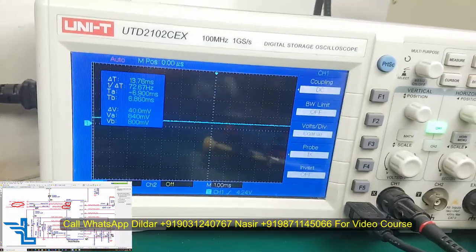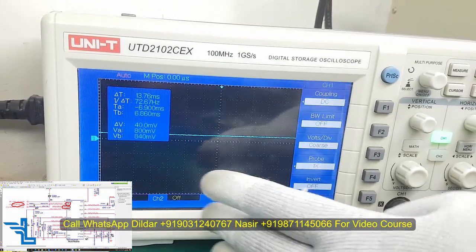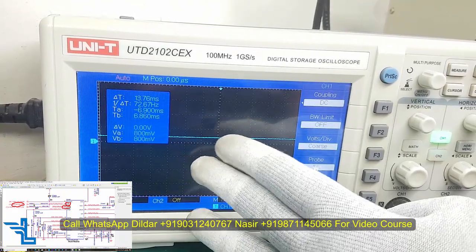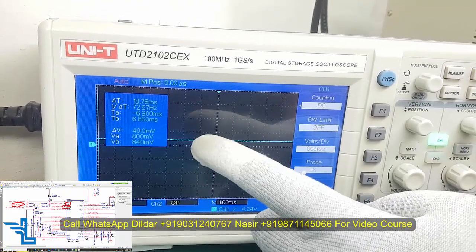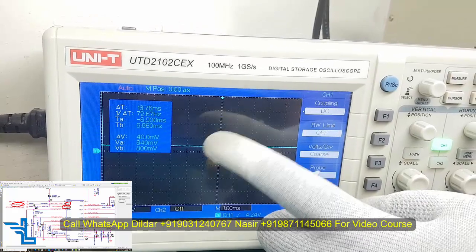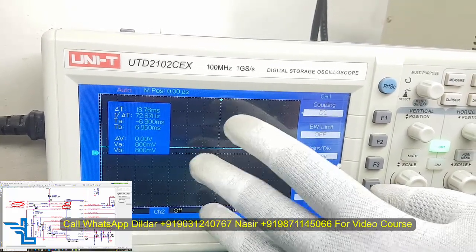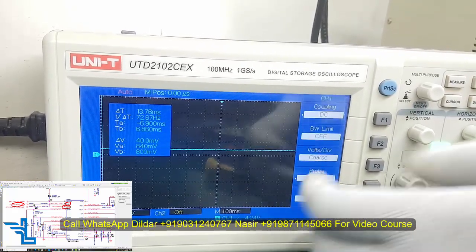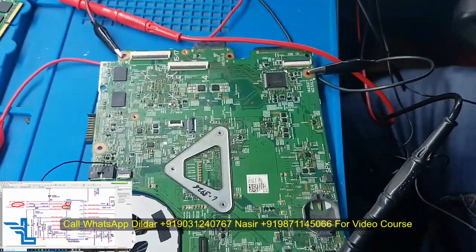Now you can see the situation here that 840 millivolts is only here. SLP S3, the control signal, and SLP S4 all should be 3.3 volt. Now let me show you one magic in this board.